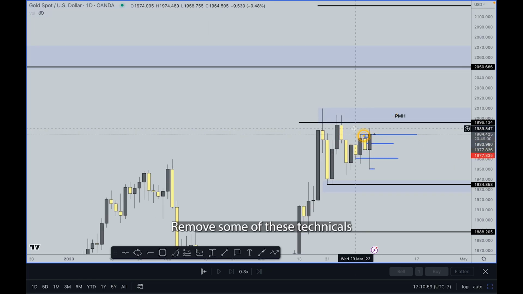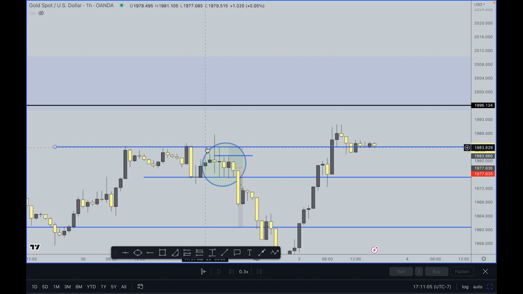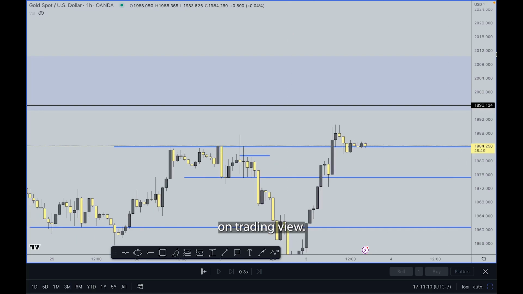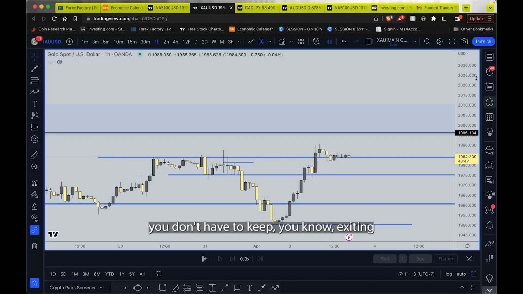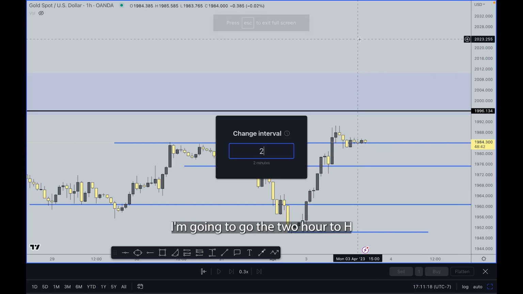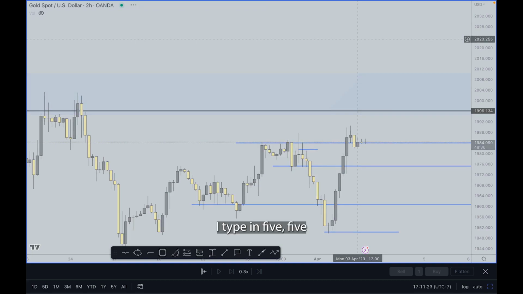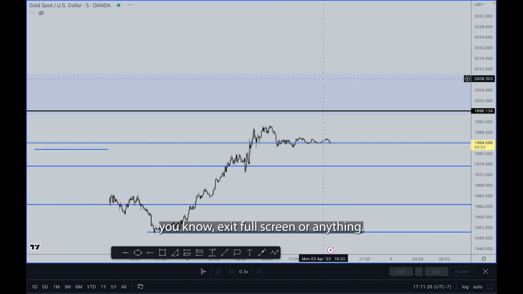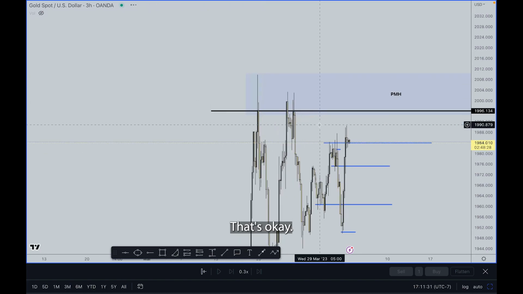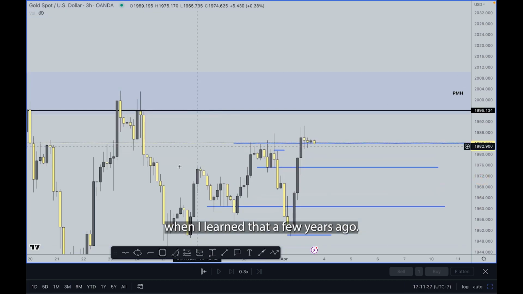Let's remove some of these technicals that I applied for the last example. And some of you have asked me how I'm quickly switching through the time frames on TradingView. If you're full screen, you don't have to keep exiting and going full screen to change your time frame. You literally can just type. For example, I'm going to go to the 2-hour time frame. That's simple. I'm going to go to the 5-minute time frame. Type in 5 minute. You don't have to exit full screen or anything. You just literally type the number on the screen. 3 hour, 3H. It's that simple. Hopefully that's a helpful tip for you. That was really helpful for me when I learned that a few years ago.